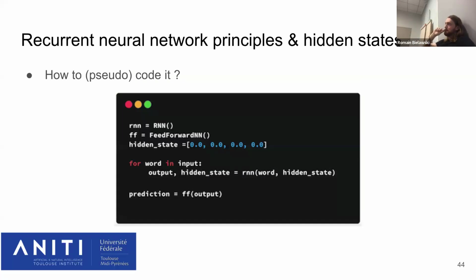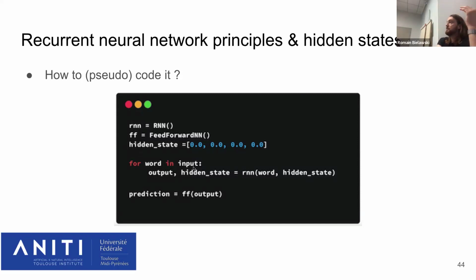Here you have a pseudocode of it. It's not really Python, it's a simplified Python, let's say. So basically you have a network, and on top of that you have a classifier, which is the feed-forward network. You have an RNN that you have defined in a certain way, and a classifier that you have defined in a certain way. You have a first hidden state that you initialize. It can be all zeros, it can also be random, but let's say it's all zeros.